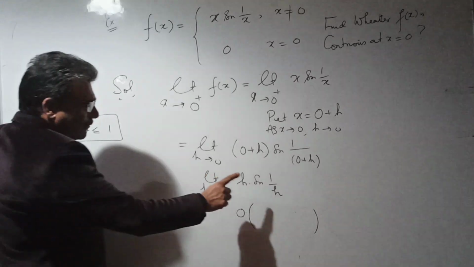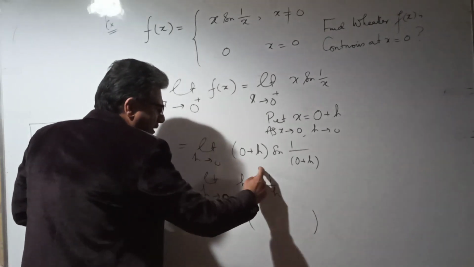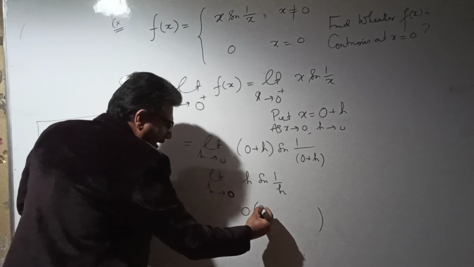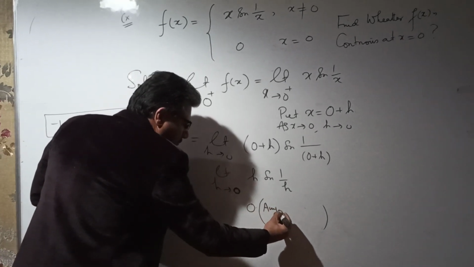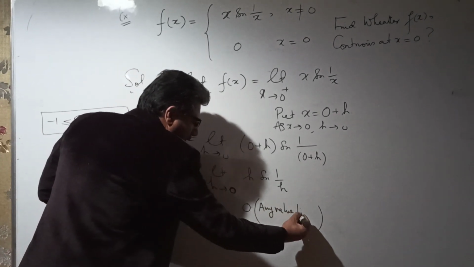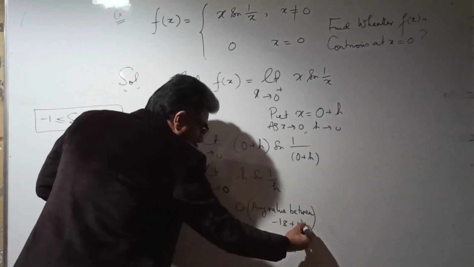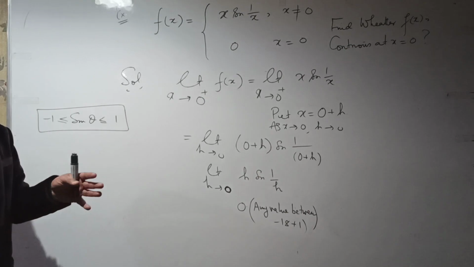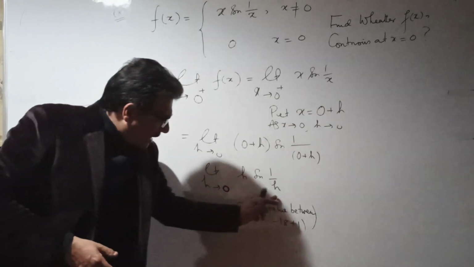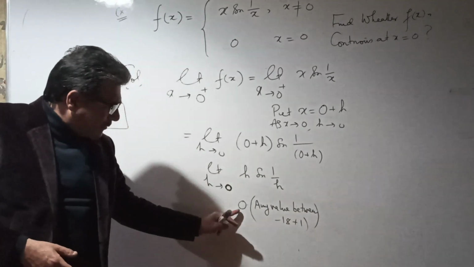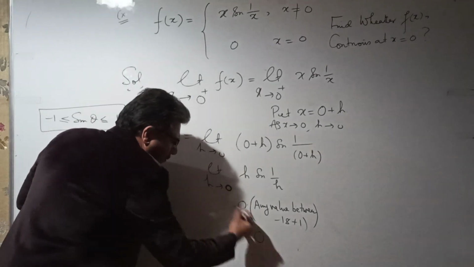So whatever be the value of h, this will lie between plus 1 and minus 1. So it is any value between minus 1 and plus 1. We don't know what the value is, but we know that the value lies between minus 1 and plus 1. So that is a finite quantity. A finite quantity multiplied by 0 is always equal to 0.